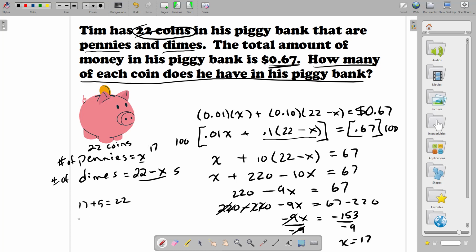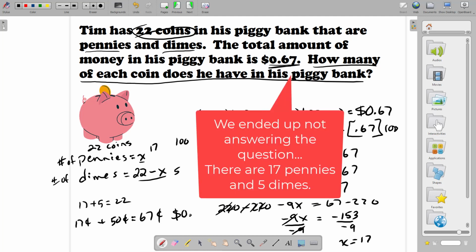17 pennies plus 5 dimes is 22 coins. If we take 17 and multiply it by 1 cent, we get 17 cents. If we take 5 dimes and multiply that by 10 cents, that's going to give us 50 cents. 17 cents and 50 cents is 67 cents, or in dollar form, $0.67.